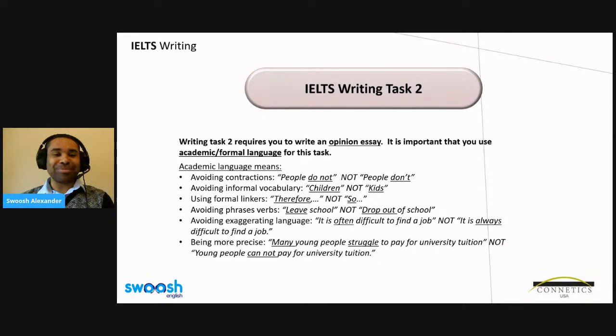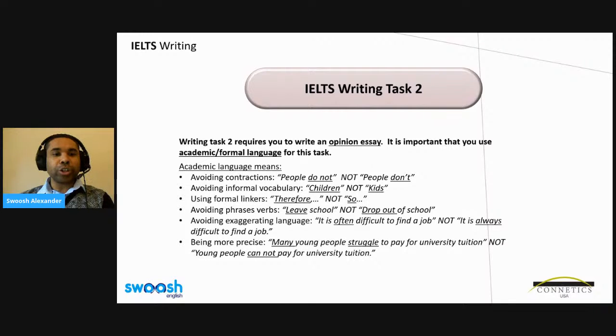Good morning to you. Okay, so having a look at some of these guidelines then. The first point is with academic language, we should not use contractions. So you can see in the example, when we're writing, we should write people do not rather than people don't. Avoiding contractions is an important feature of academic language.